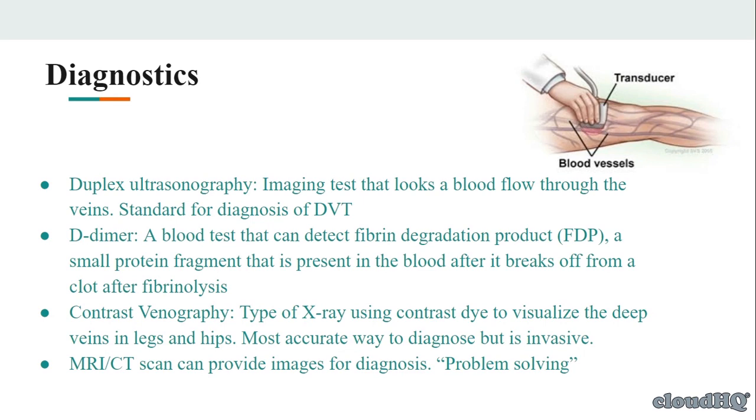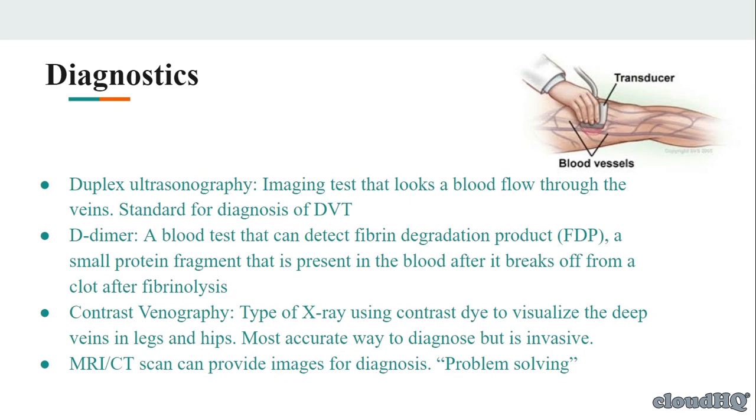The D-dimer is a blood test that can detect FDP, which is a small protein fragment that breaks off from any clot after fibrinolysis, and a positive result indicates the thrombus has formed, but it can't indicate location. If you have a negative test, it's highly unlikely that a clot is present. A positive test does not necessarily mean that a clot is present, but it does indicate that a patient needs further testing.